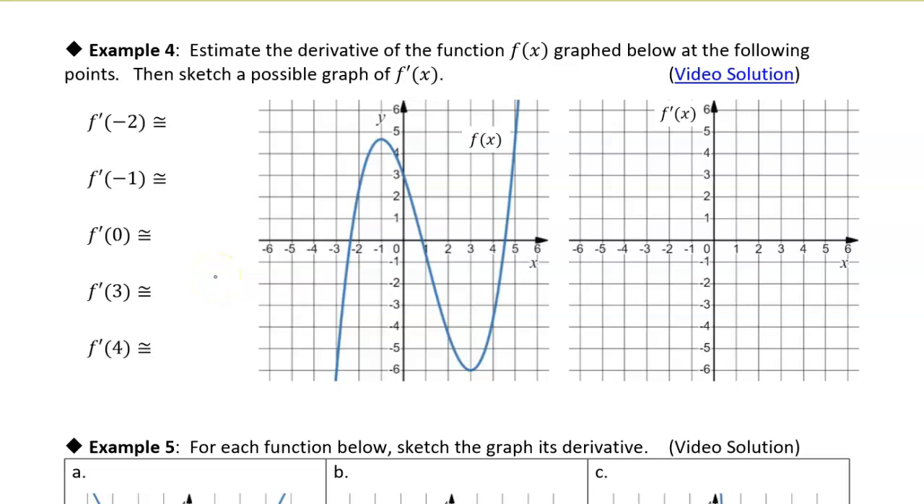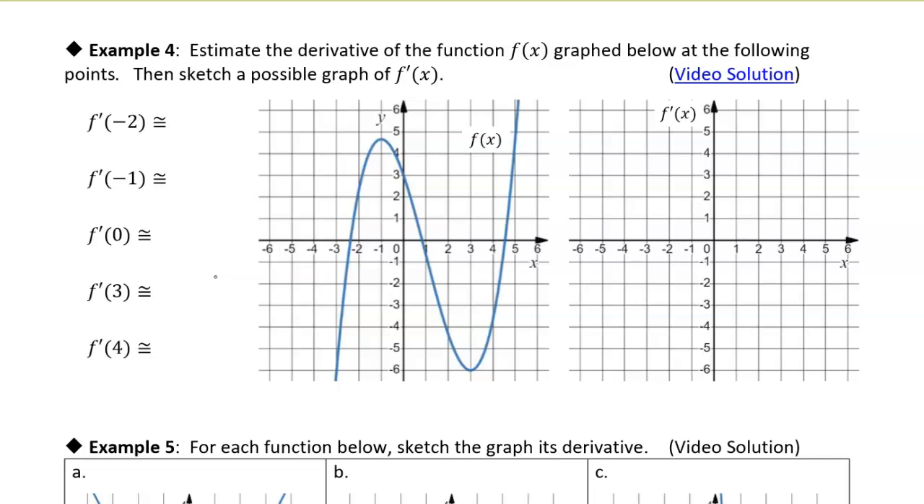All right, in this example, we're given the function as a graph, and we're asked to sketch a possible graph of the derivative of the function, and also estimate the value of the derivative at these points. So let's start with that, because if we have some points, then we can just plot points and connect them up. That's the idea here. We're just going to estimate the value of the derivative at these various points.